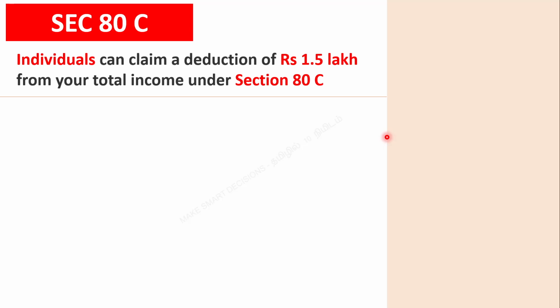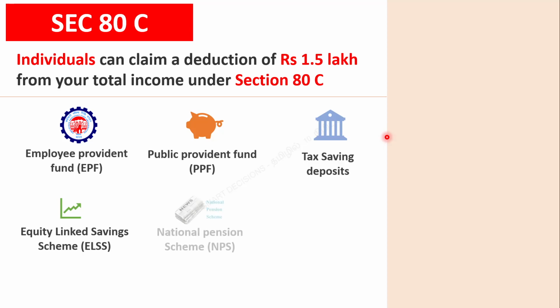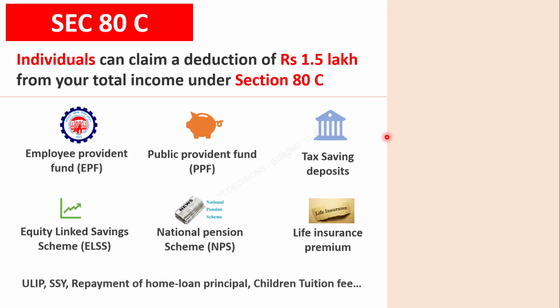First, Section 80C. Via Section 80C, you can claim up to a deduction of 1.5 lakhs from your net taxable income. Mind you, this is not the actual tax savings. This is just a deduction from your net taxable income. So how can you avail this? If you invest 1.5 lakhs or more in EPF or Public Provident Fund or any tax saving deposits that are available in bank, ELSS schemes, National Pension Scheme, Life Insurance Premium, Sukanya Samriddhi Yojana, Children's Tuition Fee, and also on the principal that you pay on your home loan.